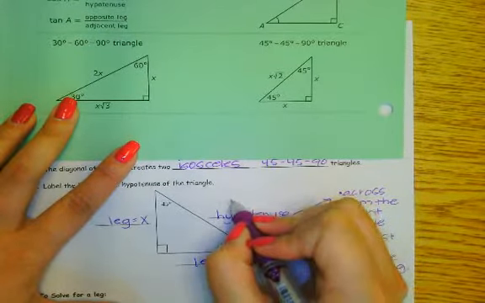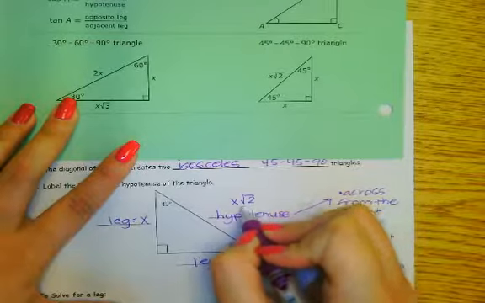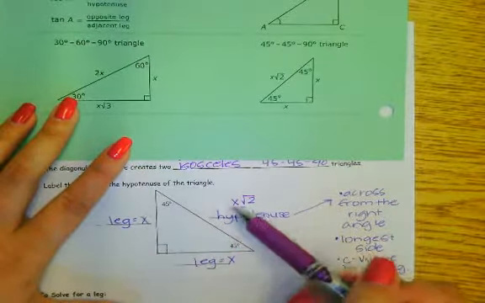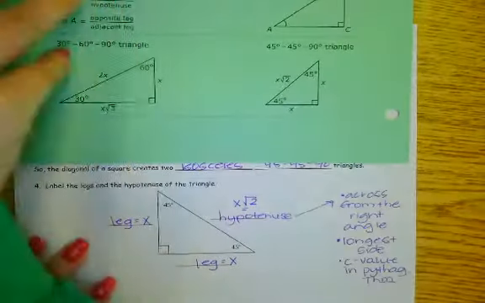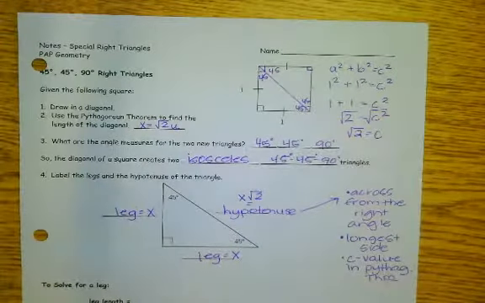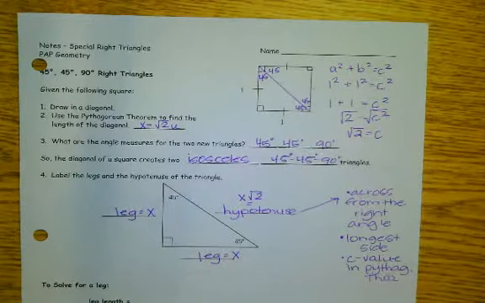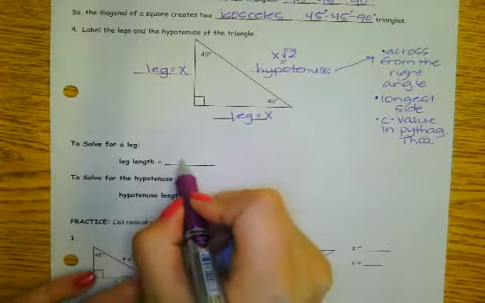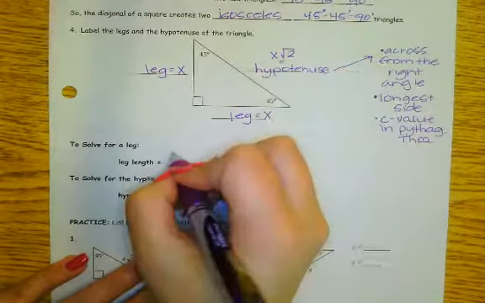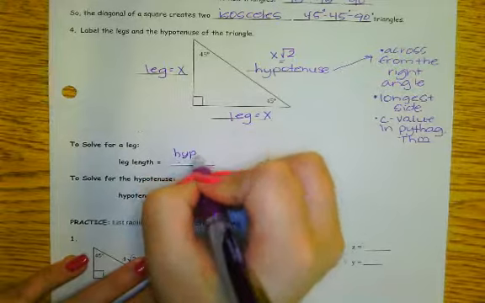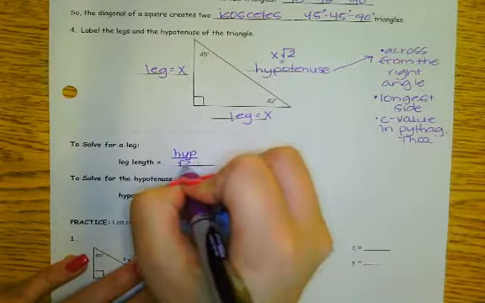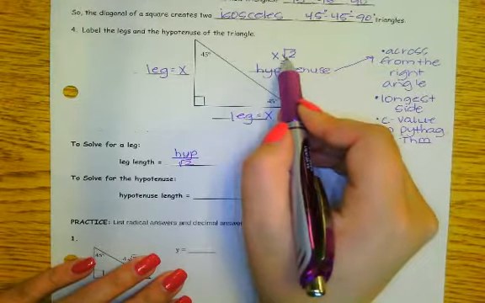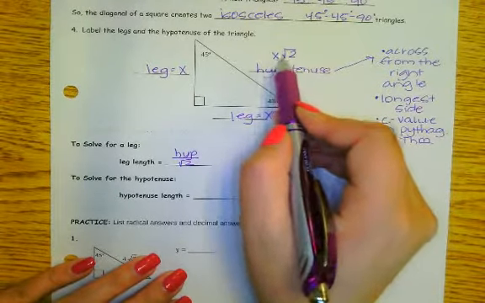Okay, so these are the lengths of your 3 sides. Always, always, always. And then you're responsible for just solving for X. To solve for a leg, you would take your hypotenuse and divide it by the square root of 2. Because right now I know my hypotenuse is X radical 2, and I want just X. So in order to get X by itself, I would have to divide the hypotenuse by radical 2.